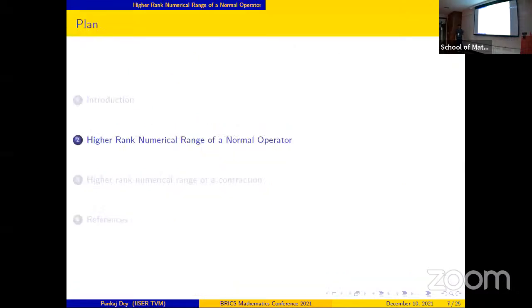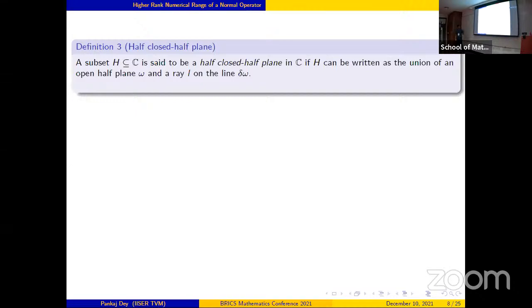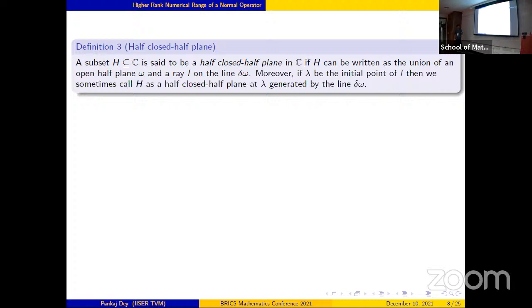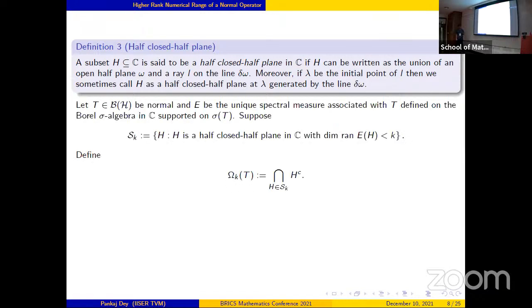Just to define the closed half plane, it's a union of an open half plane joined with a ray. For example, imaginary part greater than 0, union that positive ray, is a closed half plane. And if lambda is the initial point of the half ray, then we call it a closed half plane generated by the line at lambda. So T is a normal operator, and we define Omega K of T as the intersection of H complement where the dimension of the range of E(H) is less than K.